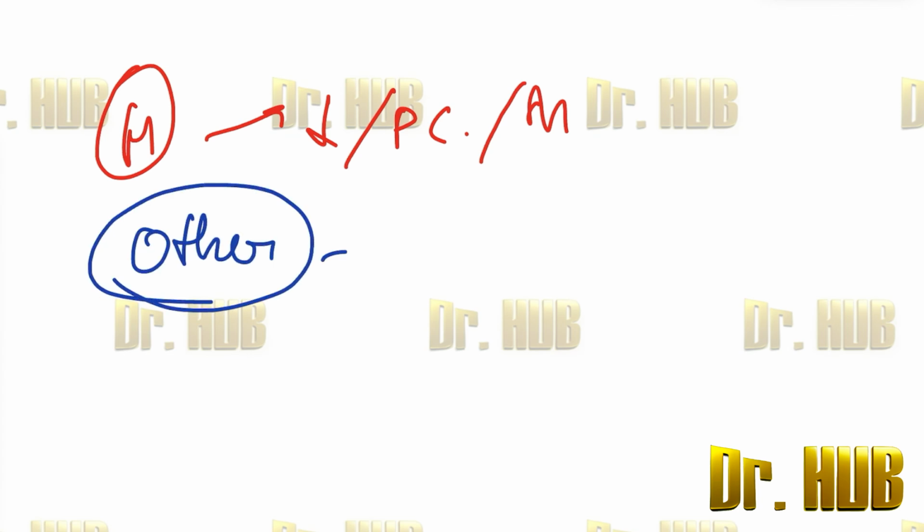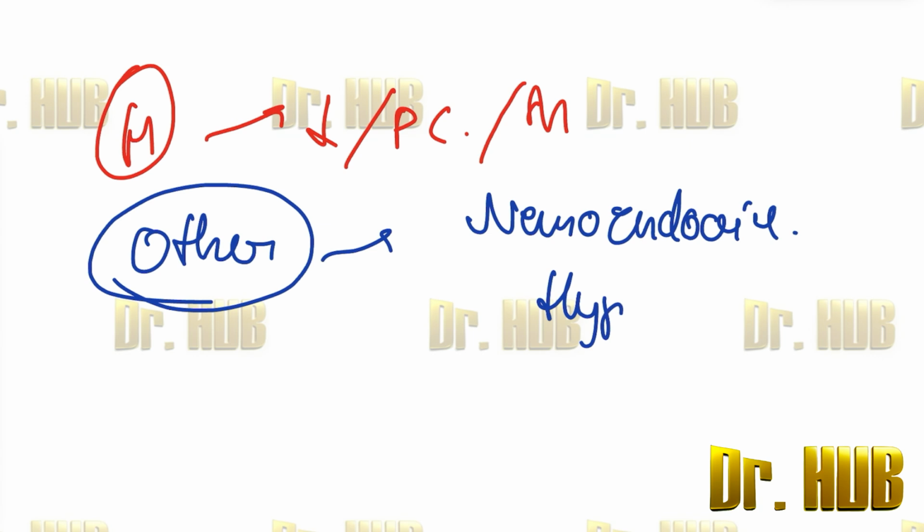Now talking about the histology of type A. The histology includes lymphocytes, plasma cells, and macrophages. Now what are the other associated lesions with this? The other associated lesions include neuroendocrine hyperplasia.